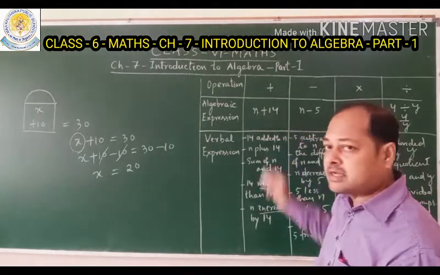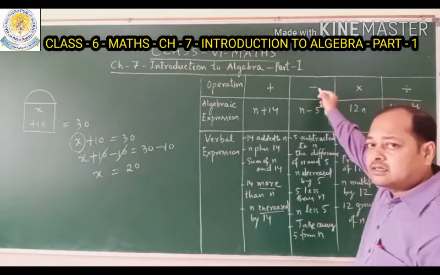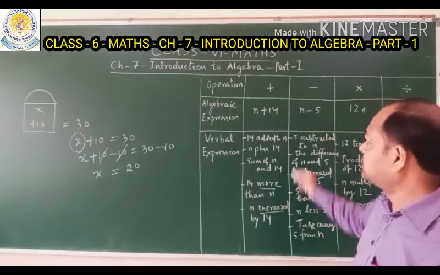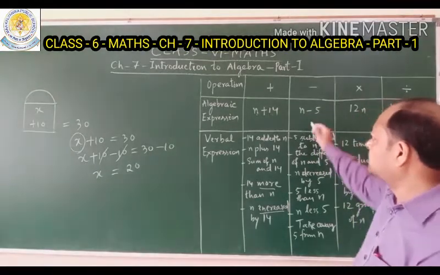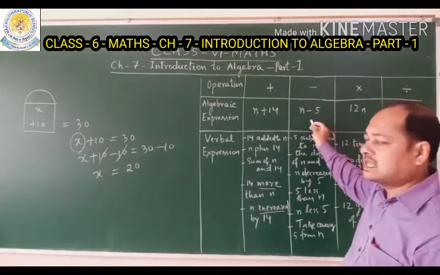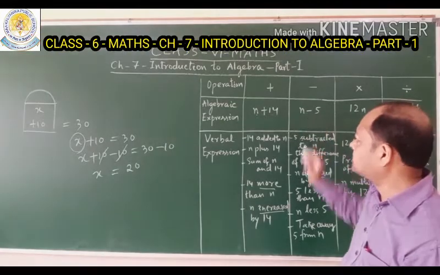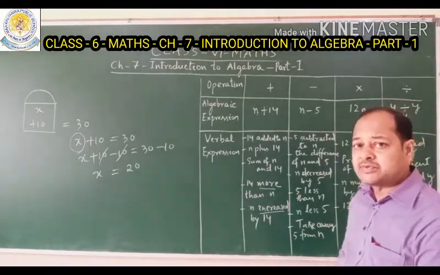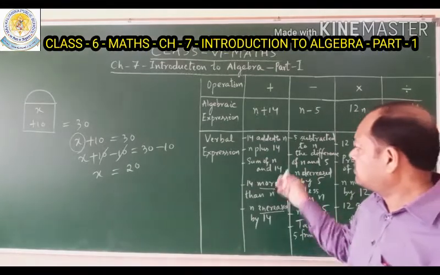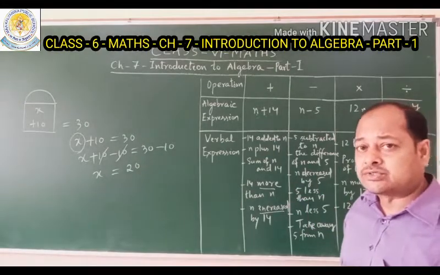14. n increased by 14. Let us see the subtraction expression. The next algebraic expression is the subtraction operation. Here one subtraction algebraic expression is shown, that is n minus 5. For showing n minus 5, what verbal expressions are used in the word problem?